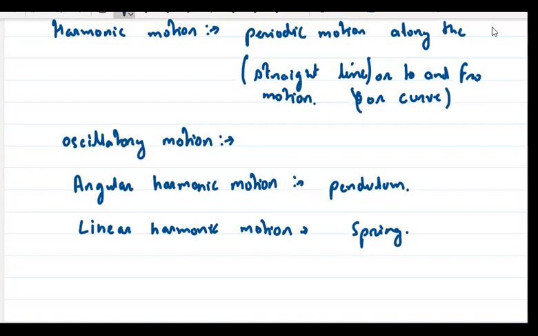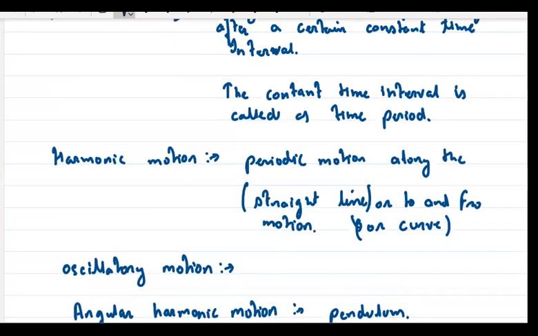So we just understood the basic difference between normal periodic motion, oscillatory motion, and linear harmonic motion. When we talk about SHM, which is simple harmonic motion, we talk about linear harmonic motion. We generally talk about linear harmonic motion. I hope all of you got the basic idea. Very good, everyone.